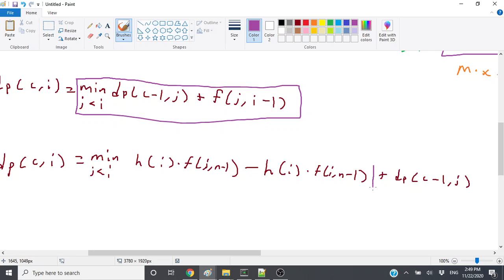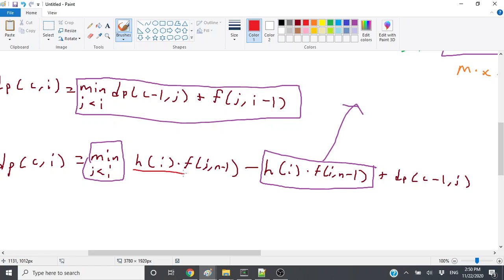So notice, this is a constant that depends on i, which means we can take it out of this minimum because it doesn't depend on j at all. We can't throw it out, but we can ignore it and add it after we find the minimum of this. This is a constant that depends on i. This is a constant that depends on j, and they're being multiplied together. And this is a constant that depends on j. So this is m, this is b, and this is x. We have a line.